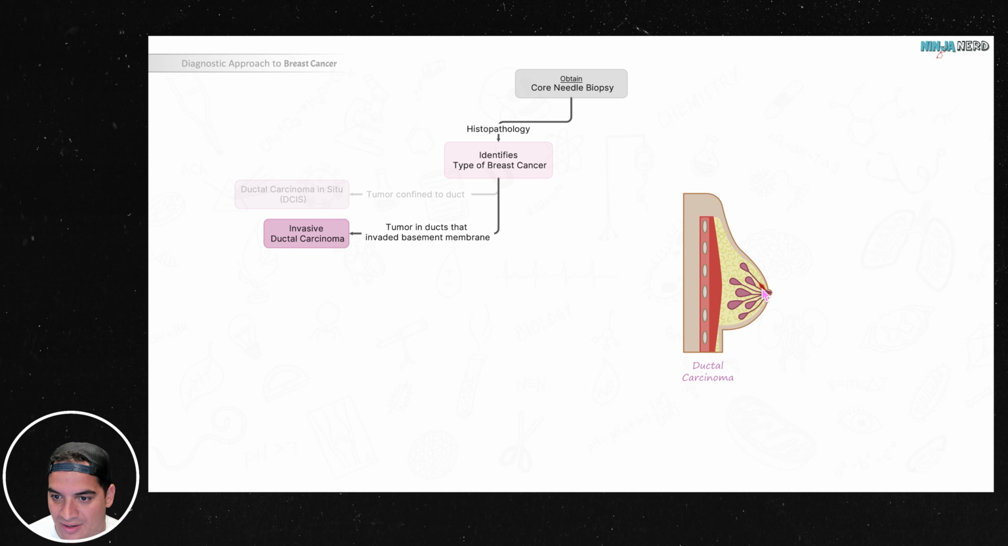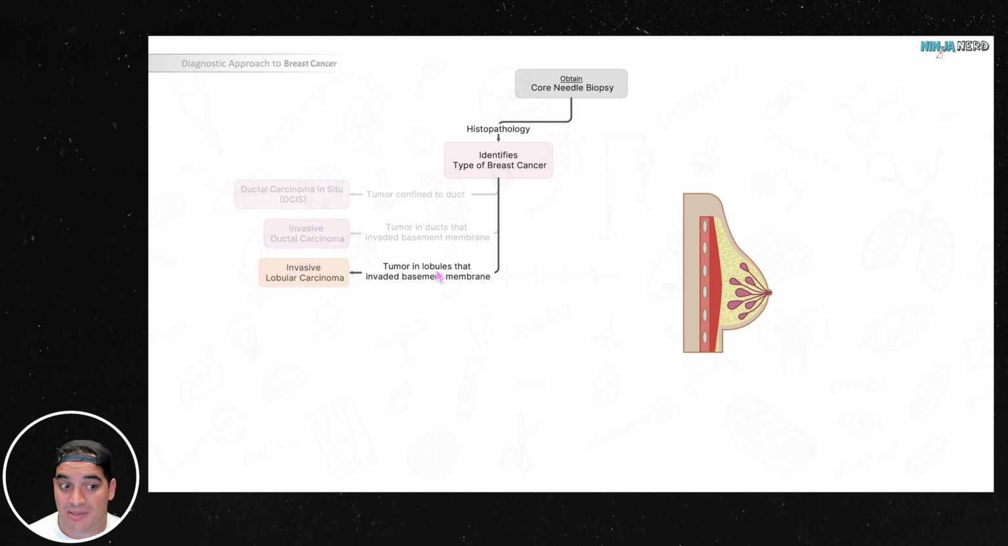Look, here's the duct. You can see a mass confined to that, kind of extending outside of it. And here are the lobules. So this is going to be the invasive ductal carcinoma. The next one, again, if you see it in the lobules invading the basement membrane, that's invasive lobular carcinoma, so I'd expect it to be in one of these. Here you can see it's enlarged. All right. Next, if I see tumor cells in the dermal lymphatics, spread throughout the chest wall and the skin, this is pretty much pathognomonic for inflammatory breast cancer.